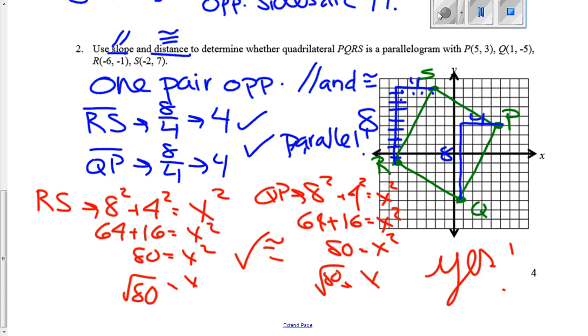All right, if you need some more explanation, please rewind. If you need to copy the work, then pause the video, but I'm going to move on.